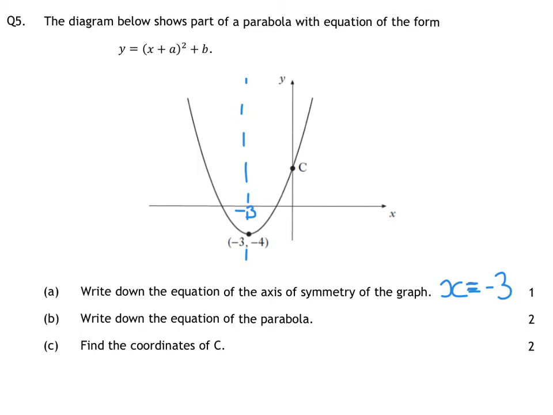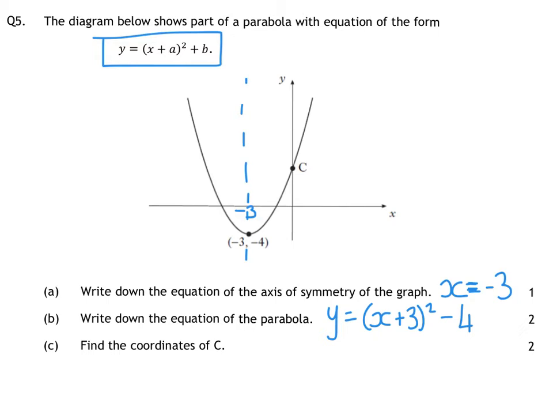Then it says write down the equation of the parabola. So they've got the general form up here. So the equation of the parabola is y equals, it's moved to -3, so you do the opposite and you put a +3 in the bracket, and then it's moved down 4, so you put -4 on the end.